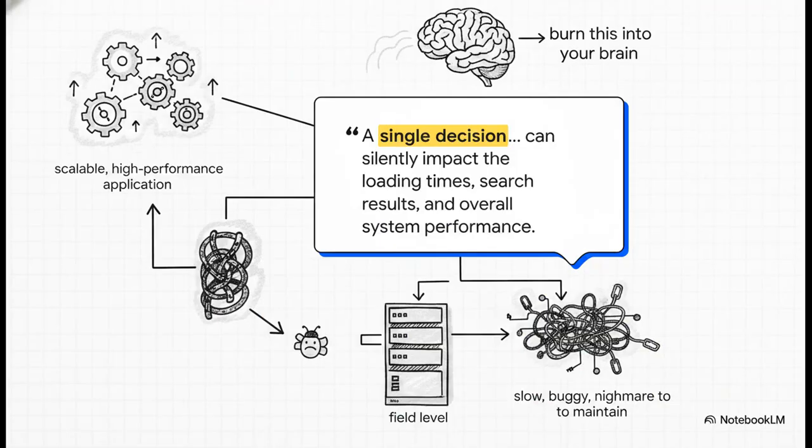Seriously, I want you to burn this quote into your brain. It is not an exaggeration. Most of the time, when an Odoo app is grinding to a halt, you can trace it back to a bad decision made right at the field level. It's the difference between a snappy, scalable system and, well, a buggy nightmare.